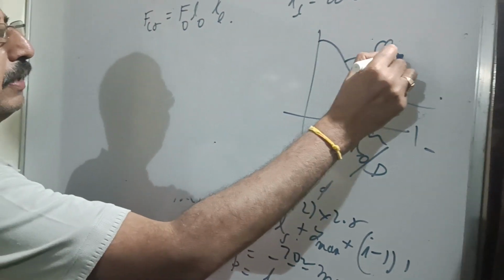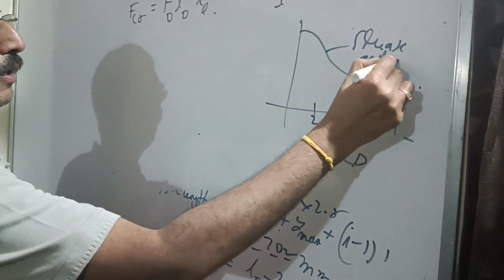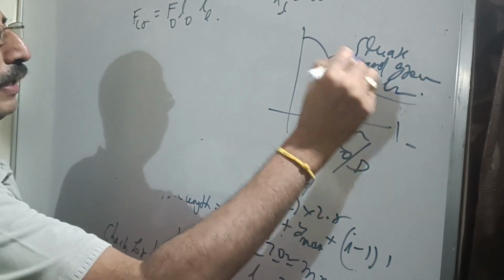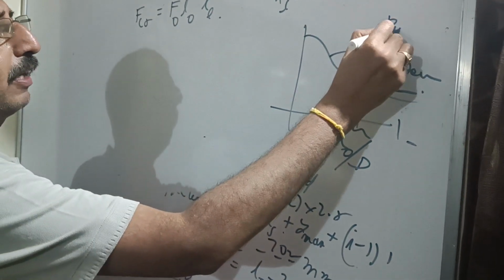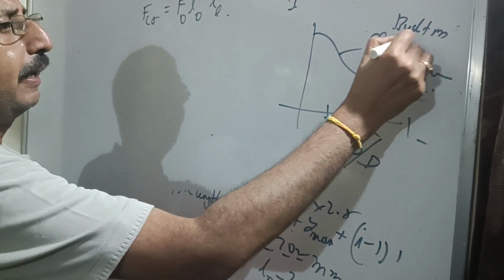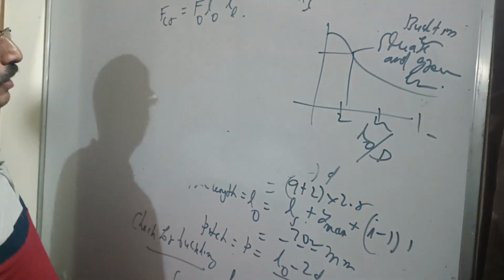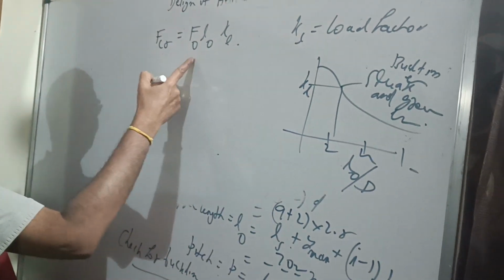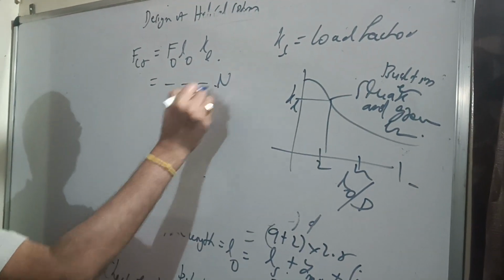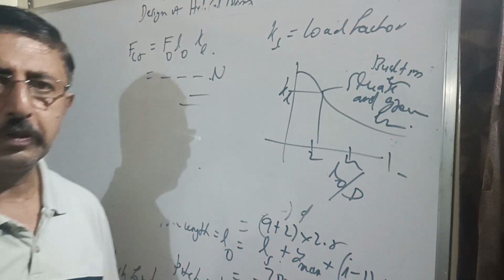So for square and grounded, or built-in end, we call it built-in end. Both are same. You find out KL here, approximately. Then once you find out KL, you just substitute here and find out the critical load in Newton. So that is the procedure.